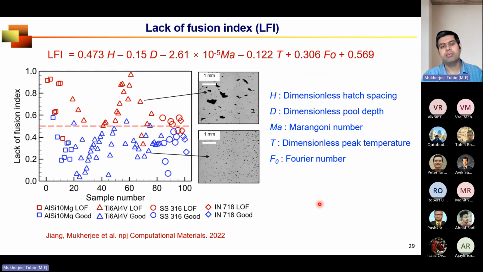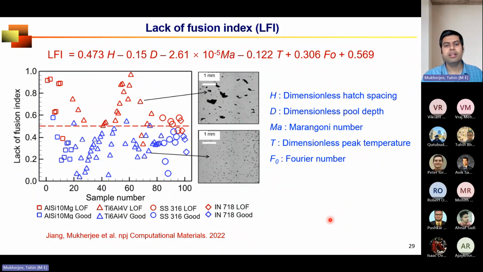Now, beyond hatch spacing, there might be many other variables. How the molten pool looks, how the fluid flow is inside the molten pool, what the temperature field is, how heat is being transferred. Everything will impact the formation of lack of fusion. Now, a simple hatch spacing adjustment may not always be that effective.